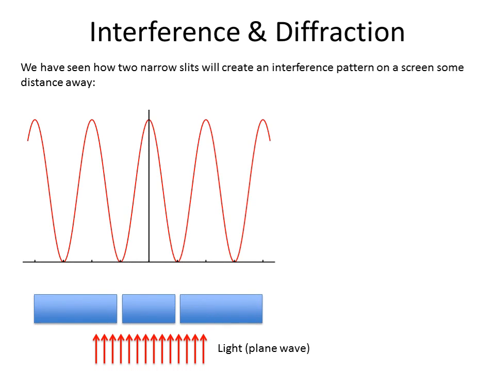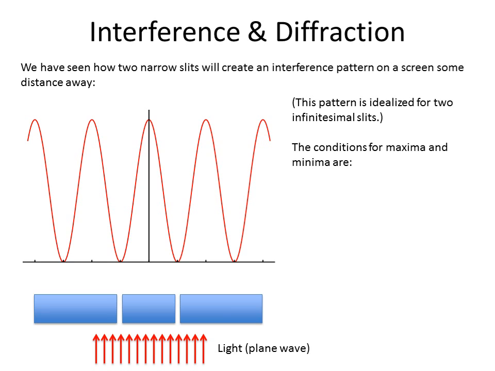So we start off with a double slit, and what we've seen before is we get a nice little pattern where we get the bright and dark bands forming from plane light coming in and oscillating back and forth. This is an ideal pattern for two infinitesimally small slits.